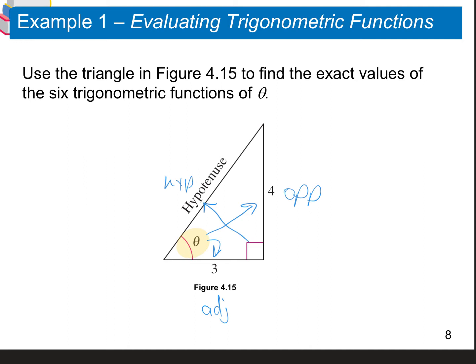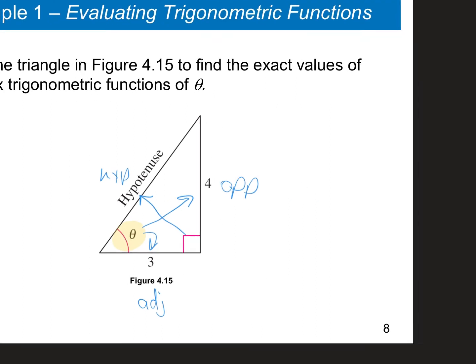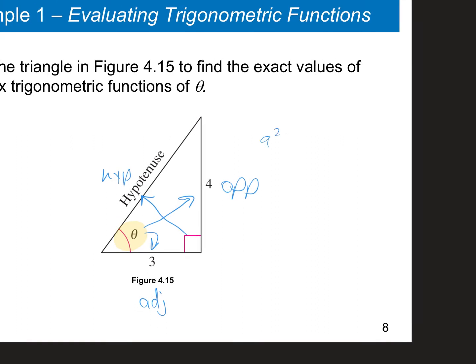But they didn't give me the measurement. Can I figure it out? Yes. If I use a squared plus b squared equals c squared. What am I looking for in this triangle? A, B, or C? I'm looking for C. I'm looking for the longest side. So I'm just going to say 3 squared plus 4 squared equals c squared. Exact answers only. Look, do you see how it says exact value? So if this doesn't turn out nice and pretty, you leave a radical in your answer.